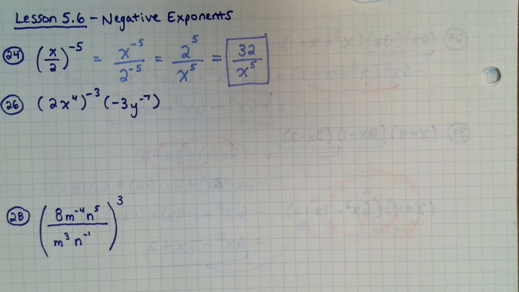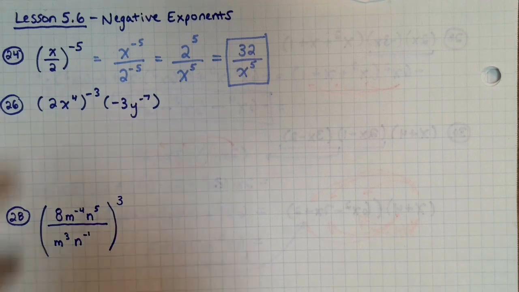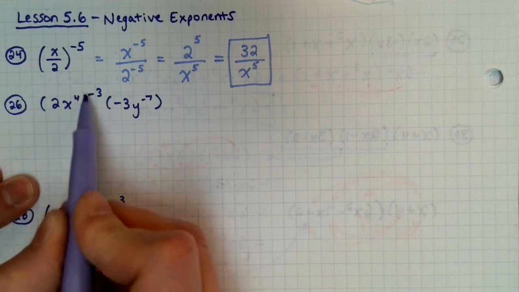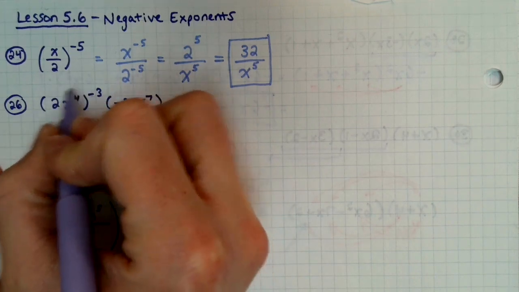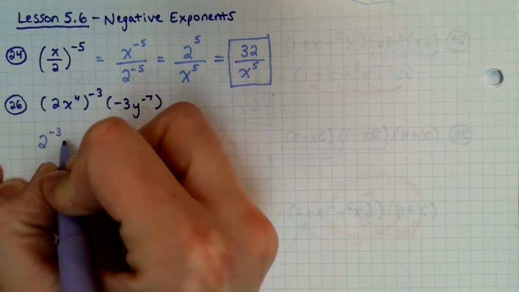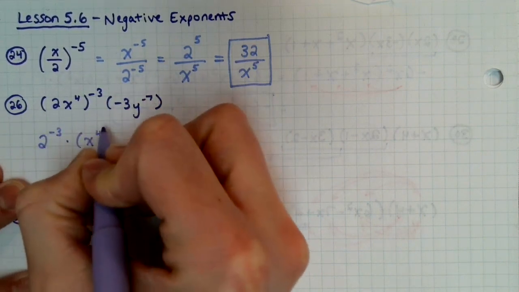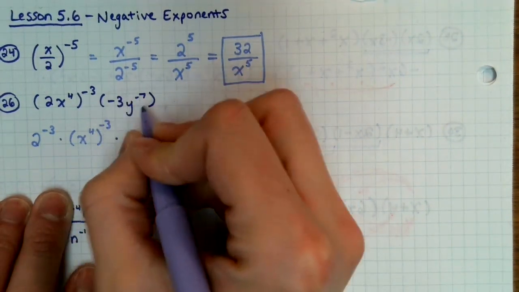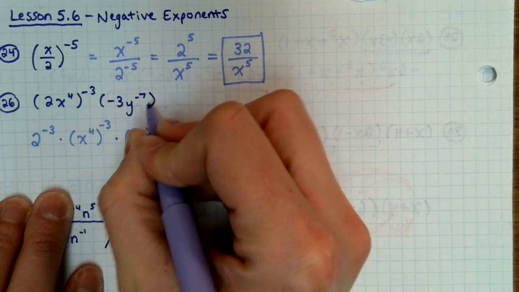For 26, there are actually multiple ways that you could go through and solve this problem. I'm going to go through the method that is probably a little bit more straightforward, but again, there are a lot of options. The first thing that students usually will see with this question is that we have a product to power, so going back to lesson 5.1, we could rewrite this, distributing that exponent to both factors within the parentheses, as 2 to the negative 3 times x to the 4th to the negative 3 power. And then we could separate this out just so that we can have a little bit clearer view of what we're working with in this set of parentheses.